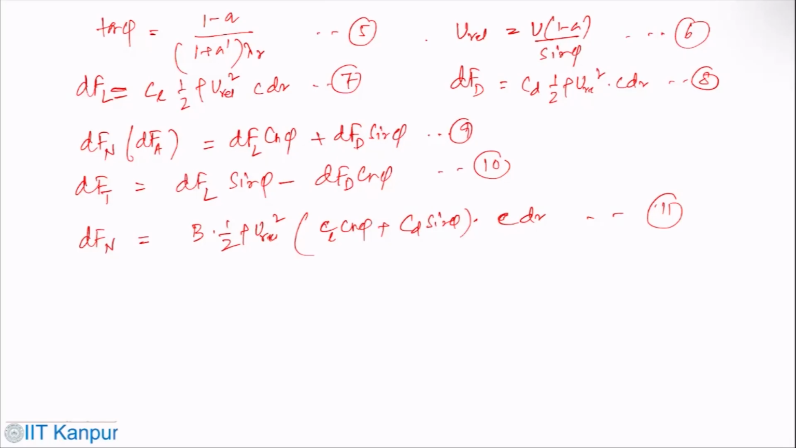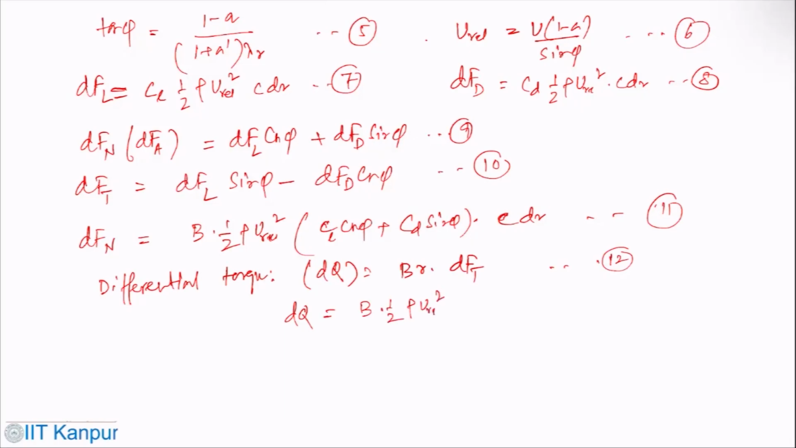Obviously our differential torque, which is dQ, would be B r into dF_T. So our dQ becomes B half rho U relative square, C_L sin phi minus C_D cos phi, c r dr.